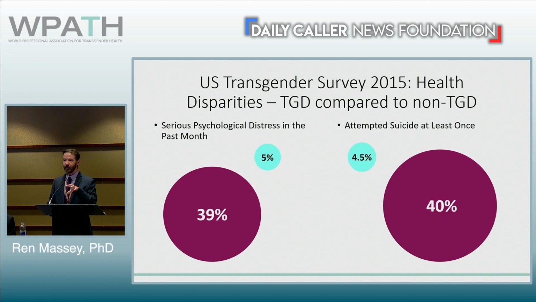Very similar. If you look within the last month, 39% of the respondents of the U.S. Trans Survey, which had about 28,000 respondents, had significant or serious psychological distress in the last month, compared with 5% in the general population. 40% had attempted suicide at least once, compared to 4.5% in the general population. Nearly 10 times the population. So we're seeing similar numbers, and having done talks in other countries, I can tell you we see very similar phenomena.